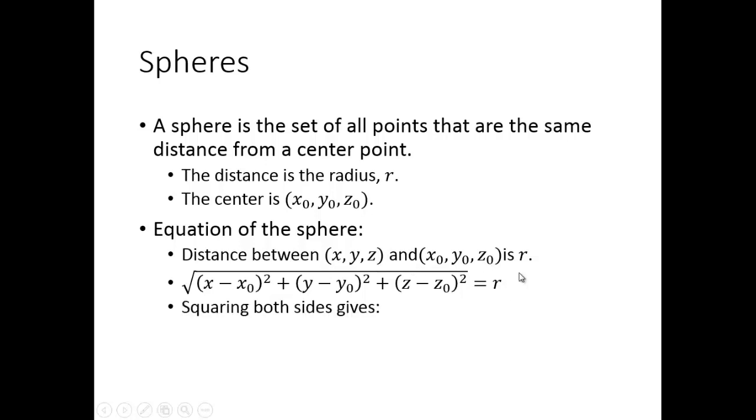Now, square root's a little bit ugly, so we're going to square both sides, and you'll get this equation, which I'm going to put in green because it's really the normal equation of a sphere. Square root just goes away on the left. You get x minus x naught squared, plus y minus y naught squared, plus z minus z naught squared. On the right, that r becomes r squared. So again, it's radius squared here. This should make you think of a circle, but instead of two variables, we've got a third.